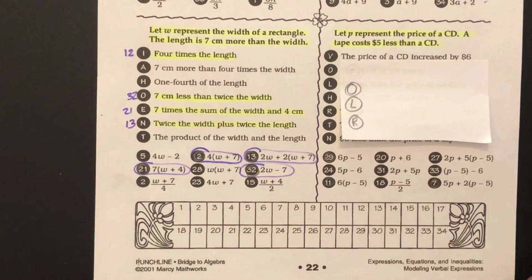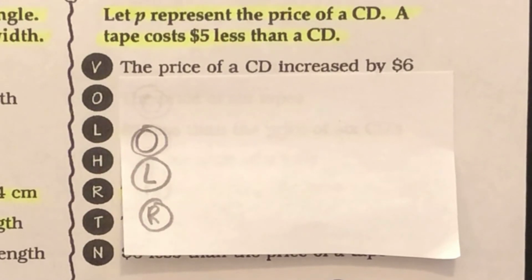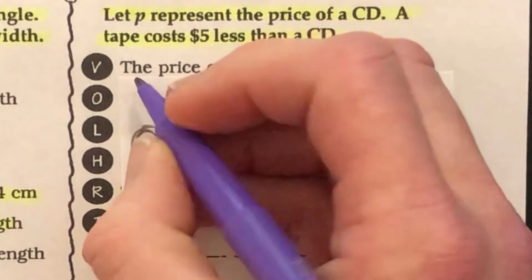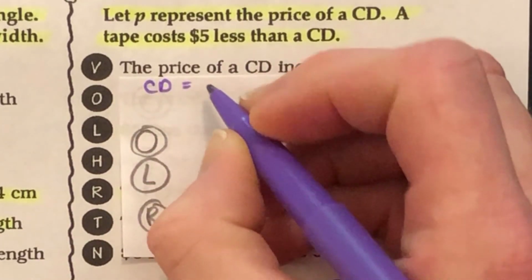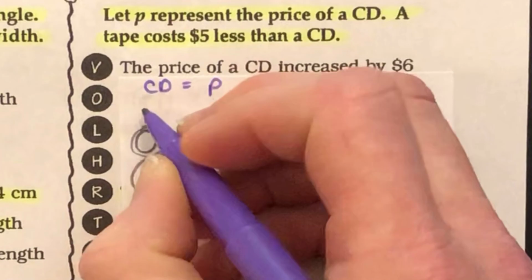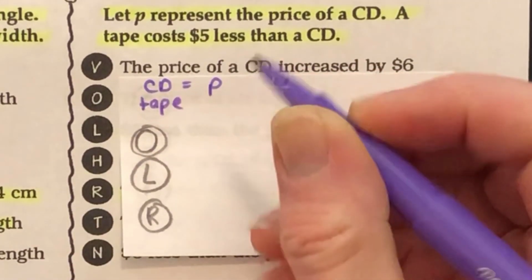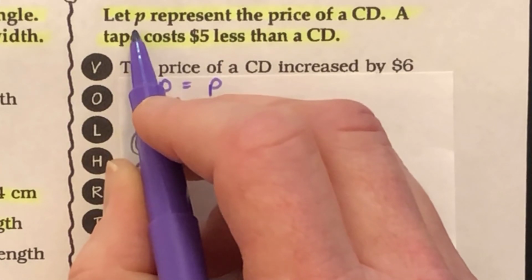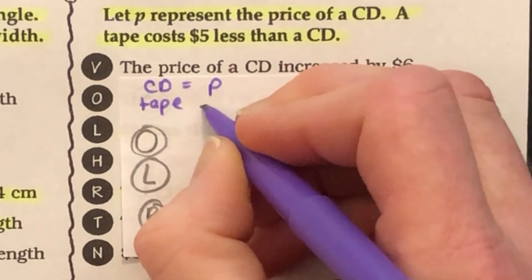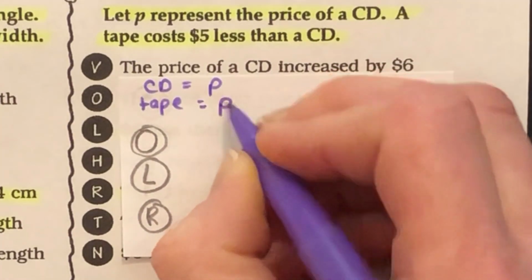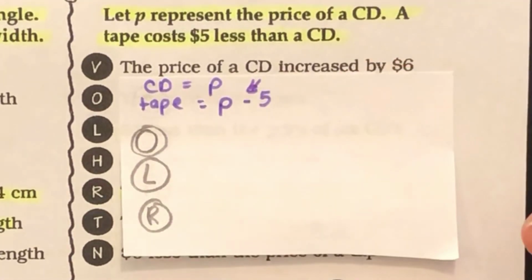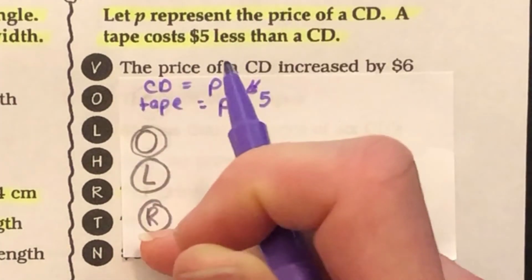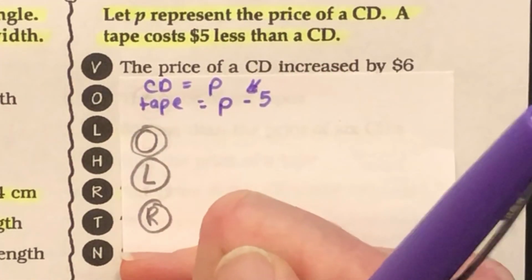Finally, let's go to the last section. Let P represent the price of a CD. A tape costs $5 less than a CD. So the cost of the CD is P. The cost of a tape is the price of a CD minus $5. So anytime I refer to CD, or I work with a CD, I use a P. Anytime I work with tape, it's P minus 5.